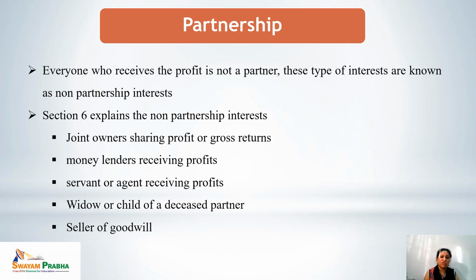If any widow or any child of that deceased partner is getting a share out of the partnership, they may not be considered partners in a partnership firm. Similarly, a seller of goodwill, if someone has sold his or her goodwill to someone else and is now getting a share out of the profits made by the partnership firm, cannot be treated as a partner in the firm. That means every person who is receiving profit is not a partner. It depends upon the agreement, how he is sharing the profits of the business.